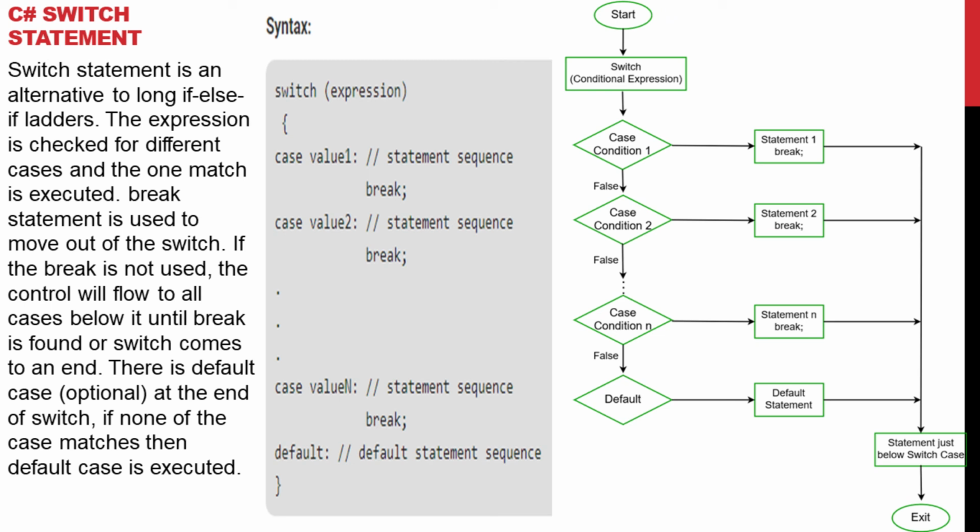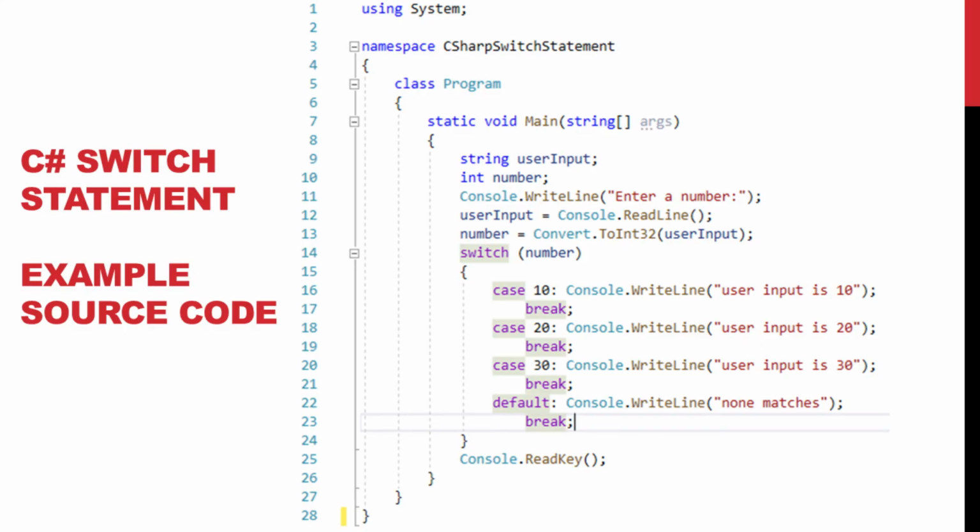C# switch statement. Switch statement is an alternative to long if-else if ladders. The expression is checked for different cases and the one match is executed. Break statement is used to move out of the switch. If the break is not used, the control will flow to all cases below it until break is found or the switch comes to an end. There is a default case, optional, at the end of the switch. If none of the cases match, then the default case is executed.